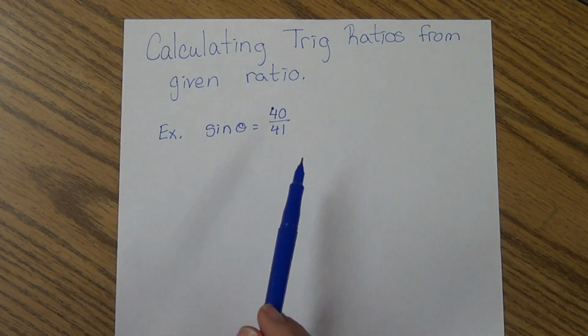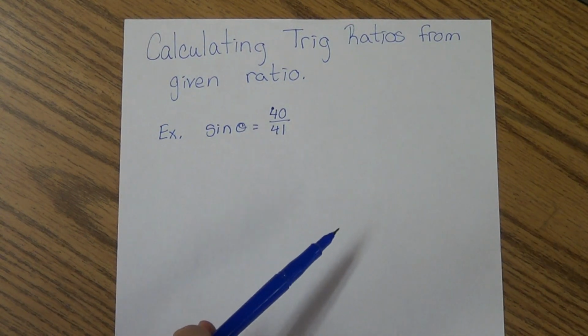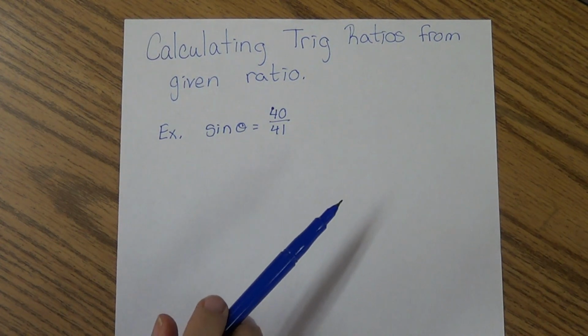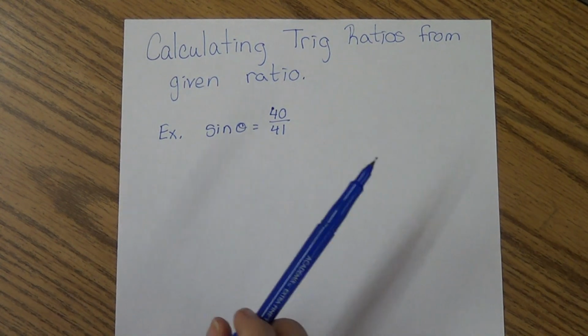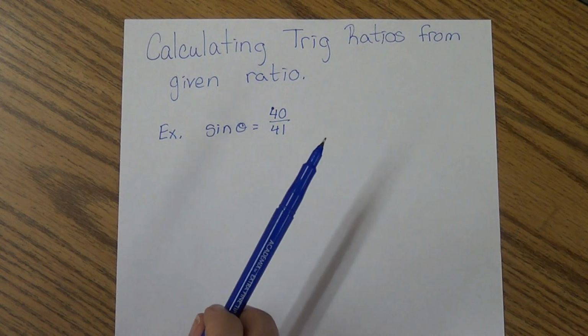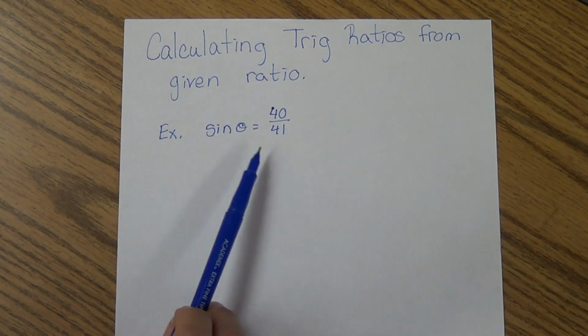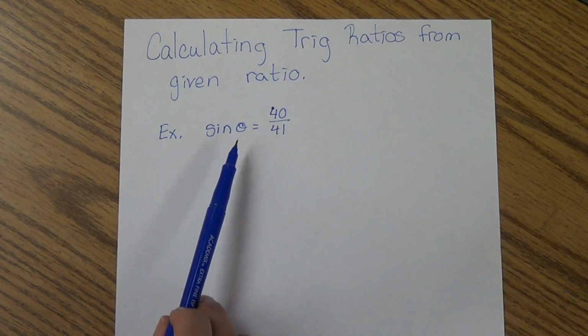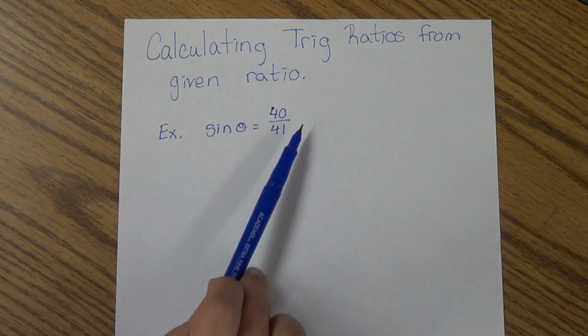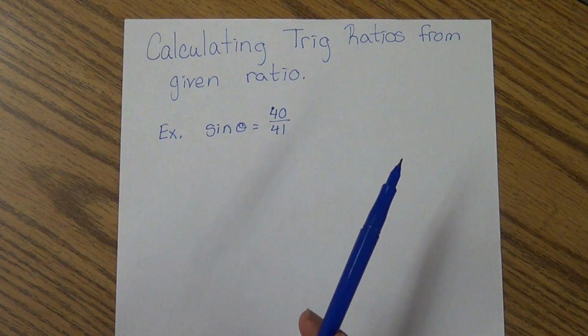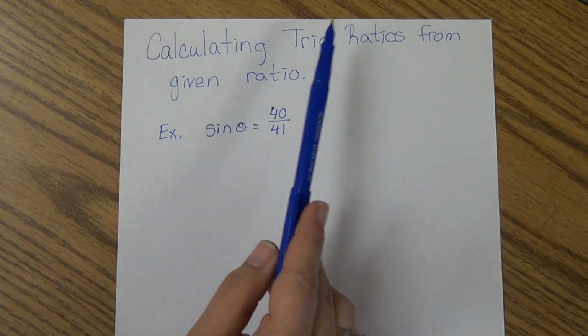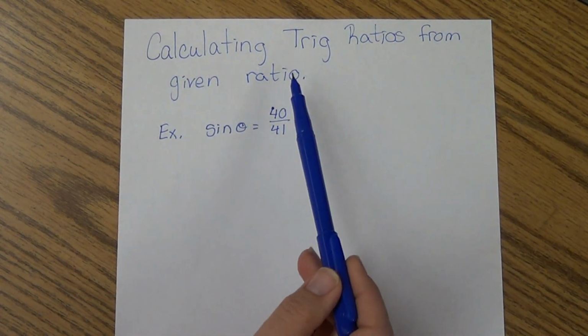So for the last couple days, we have been finding trig ratios using the unit circle and using other things. But the thing was, in each of those cases, we knew the angle. You can actually find trig ratios even if you don't know the angle, if you're given one trig ratio. So that's what we're going to talk about today, calculating trig ratios from a given ratio.